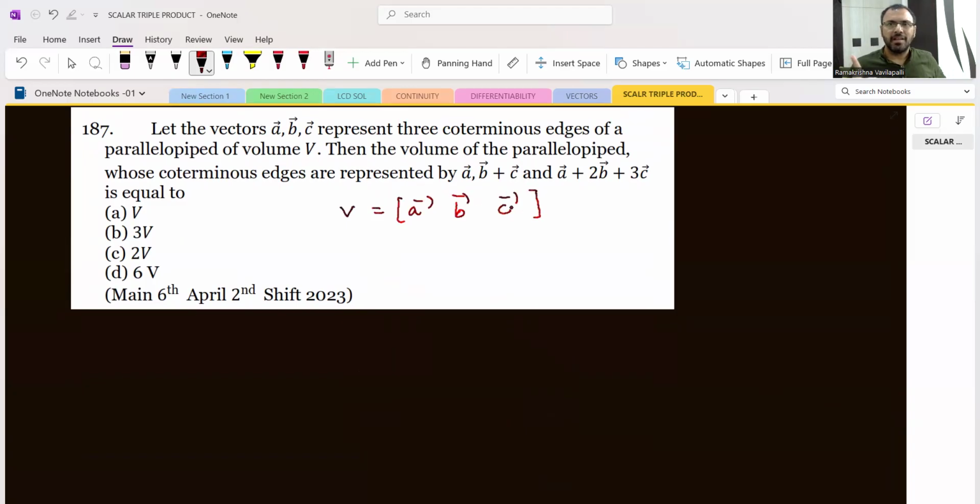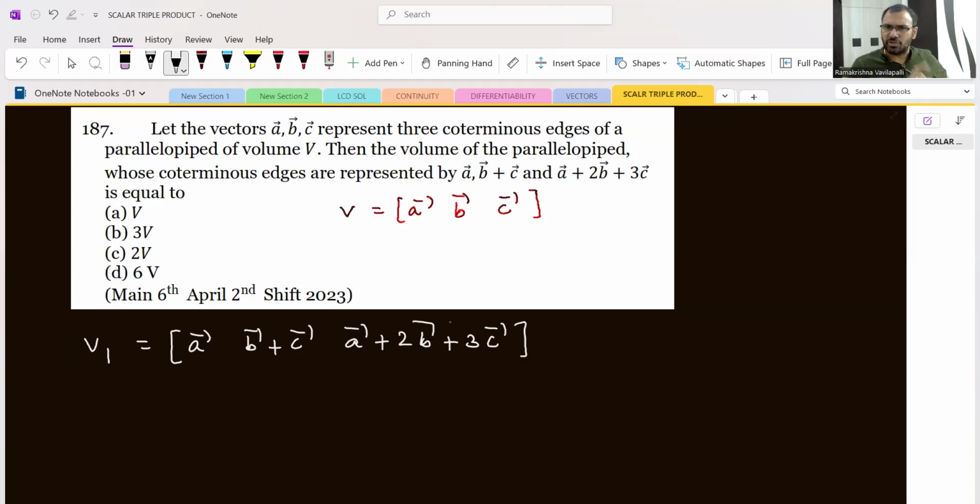This is the V. Now we want to find out the new parallelepiped volume formed by A bar, B bar plus C bar and A bar plus 2B bar plus 3C bar. So what is the new volume V1 equal to? Box of first vector A bar, second vector B bar plus C bar, and third vector A bar plus 2B bar plus 3C bar. Once you understand that concept, it is so simple.